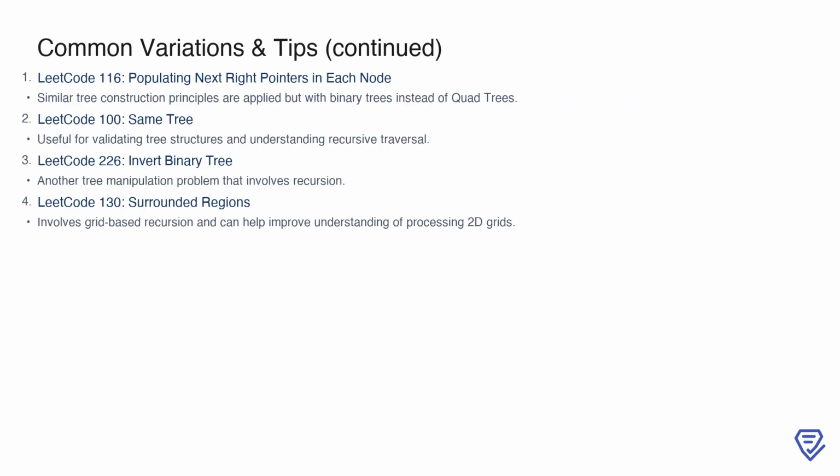You should be ready to analyze how the depth of the recursion tree impacts memory usage and explain any trade-offs involved. To deepen your understanding of quad trees, it can be helpful to explore related problems on LeetCode. For instance, problem 116, populating next right pointers in each node, involves similar principles of tree construction, although it deals with binary trees instead of quad trees. Problem 100, same tree, is a great way to practice validating tree structures and recursive traversals. Another useful problem is 226, invert binary tree, which focuses on tree manipulation through recursion. Finally, problem 130, surrounded regions, deals with grid-based recursion and can improve your skills in processing 2D grids, which is highly relevant to quad tree construction.